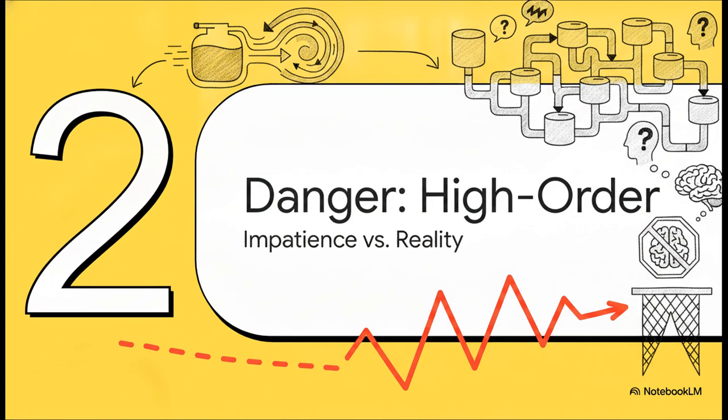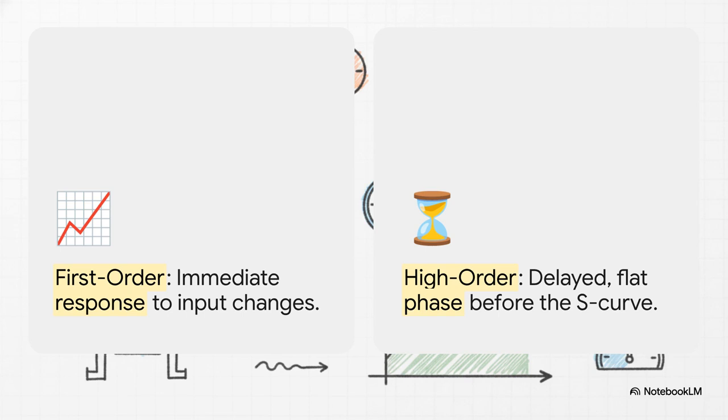Which brings us to a major warning section: danger, high-order impatience. Okay, so smooth first-order math is great when you're dealing with a single tank or maybe a really fast flow loop. But applying it blindly is a massive trap. Treating a high-order S-curve like a fast first-order process is incredibly dangerous. See, a true first-order process starts responding immediately, even if it's overall a slow process. But a high-order reality includes this delayed, totally flat, dead phase before the S-curve even begins to climb. Because of that slow start, to the naked eye, it literally looks like nothing is happening at all.